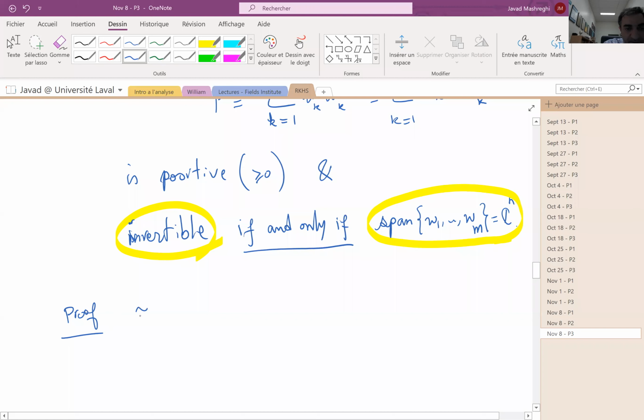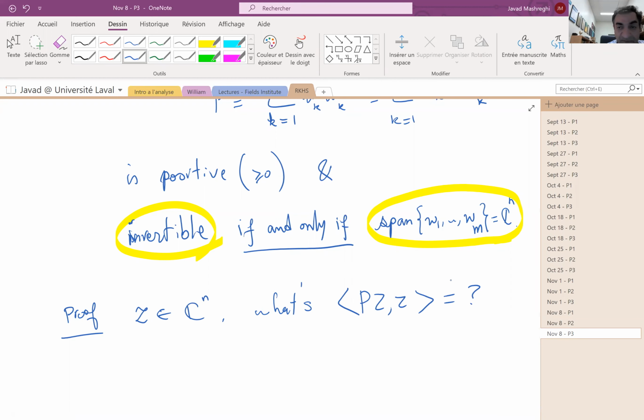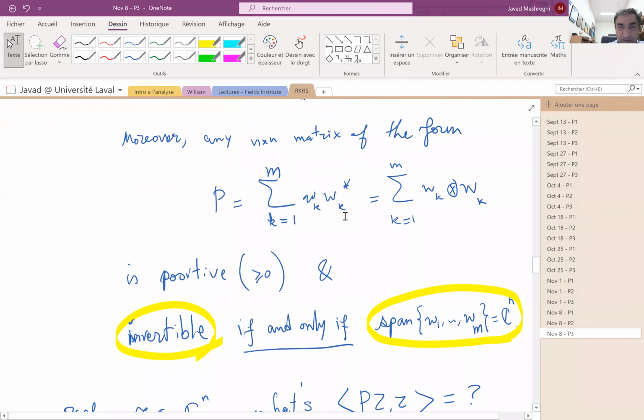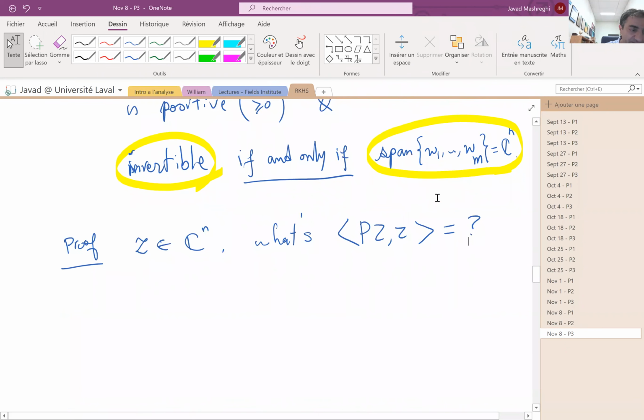Proof: if z is in Cn, what is Pz in scalar product with z? Find a formula for this. And the formula, either by this or by this, is easy to get. P of z, z.